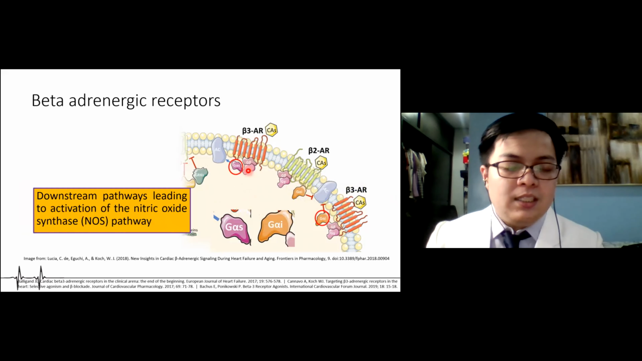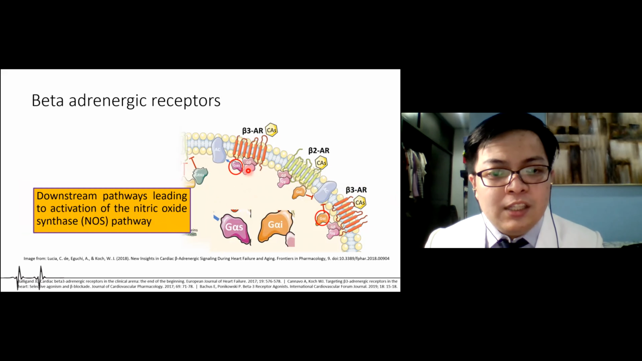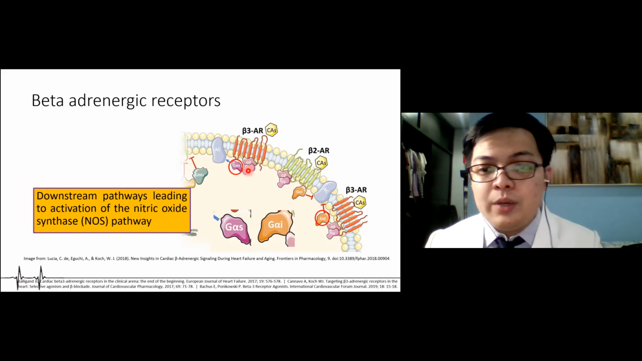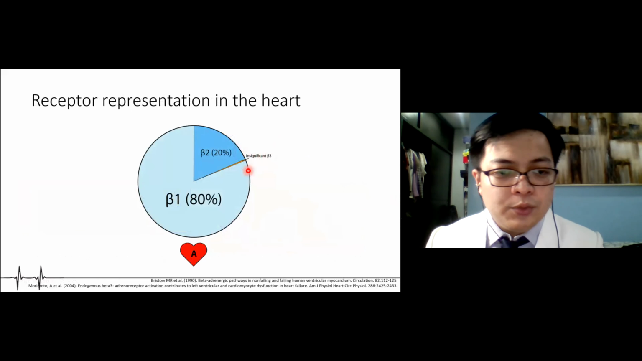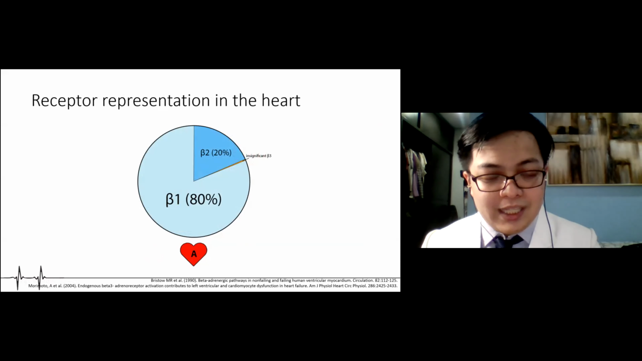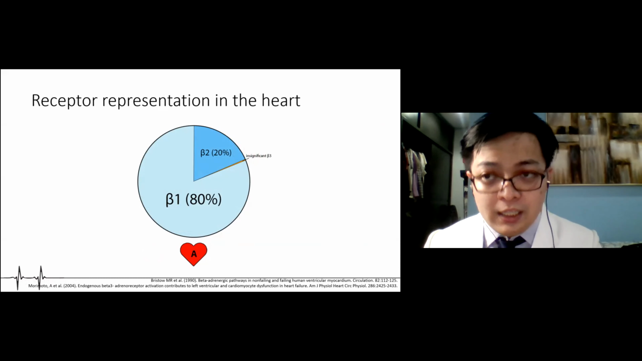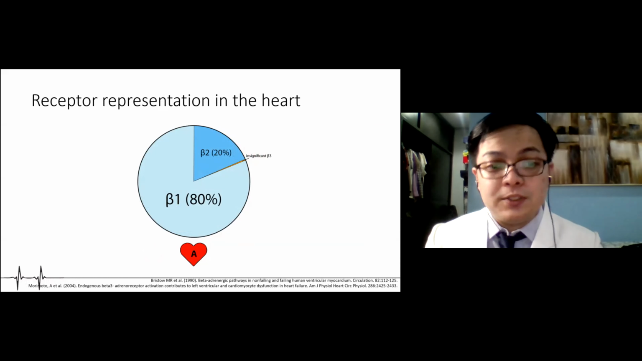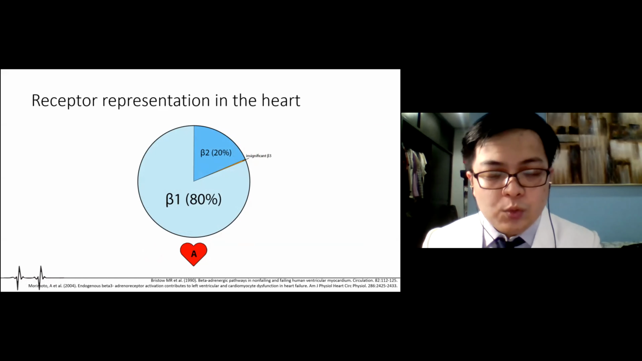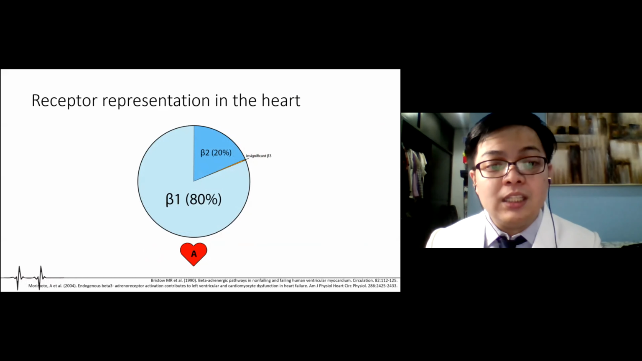So what happens in brief is that when we stimulate your beta 3 adrenoreceptors, it activates the downstream pathways leading to the activation of the nitric oxide synthase or your NOS pathway. So this is a representation of the normal heart. So what we can see here earlier, we've said that beta 1 is predominant in the heart, containing 80% of the receptors, where beta 2 has around 20%, while you have insignificant levels of beta 3 in the normal heart.